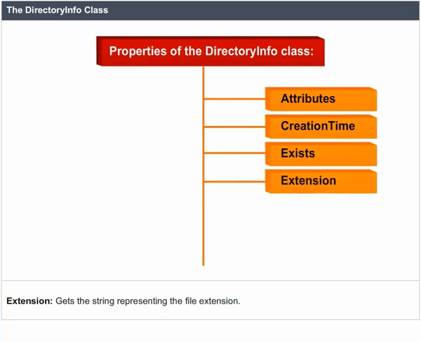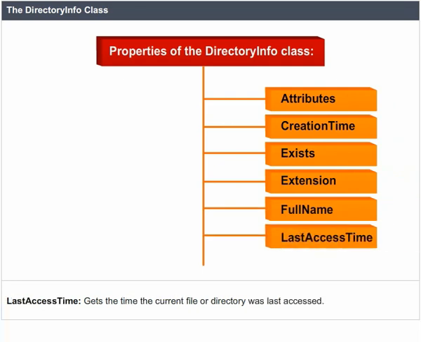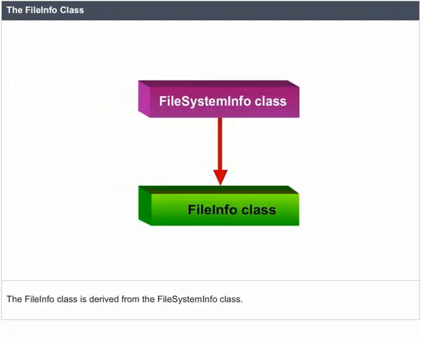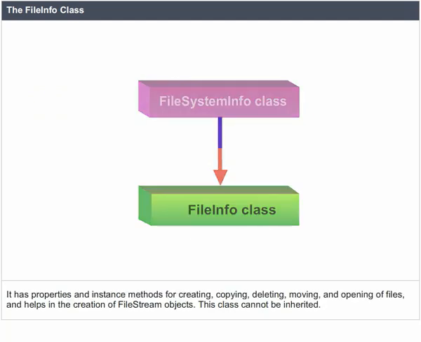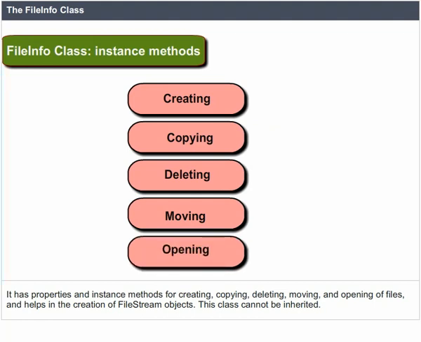Extension gets a string representing the file extension. FullName gets the full path of the directory or file. LastAccessTime gets the time the current file or directory was last accessed. Name gets the name of the DirectoryInfo instance. The FileInfo class. The FileInfo class is derived from the FileSystemInfo class. It has properties and instance methods for creating, copying, deleting, moving, and opening of files, and helps in the creation of FileStream objects. This class cannot be inherited.